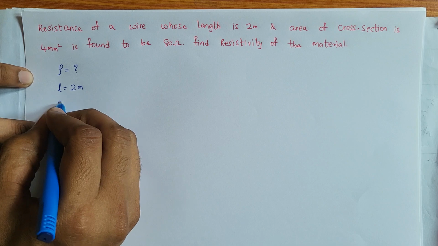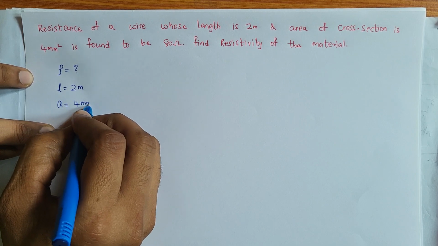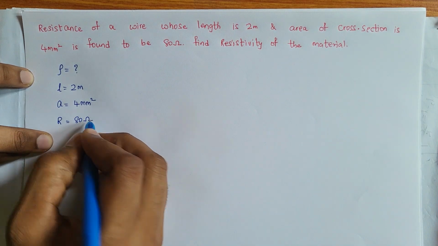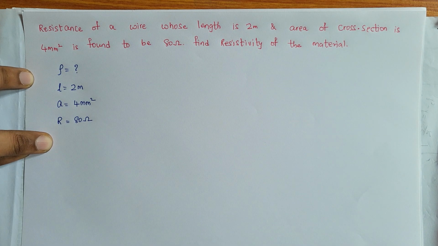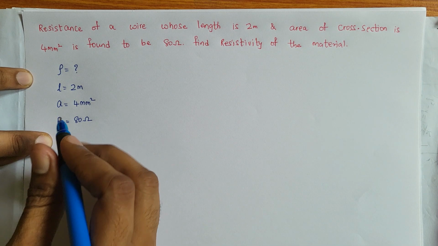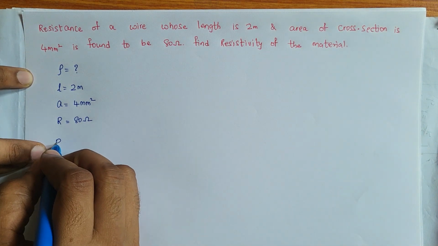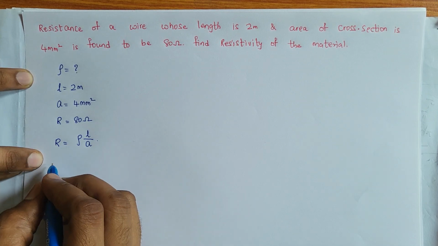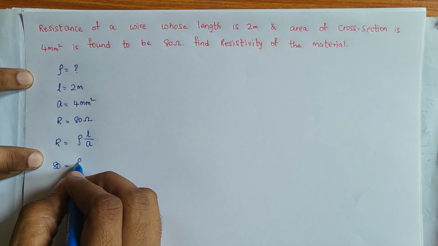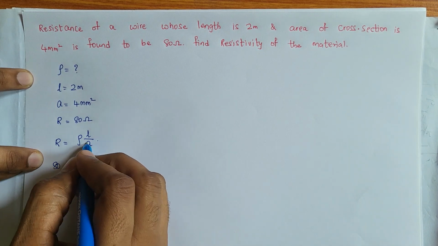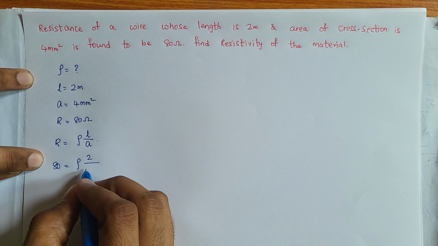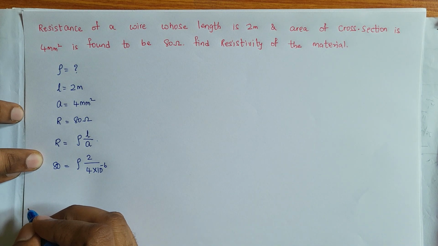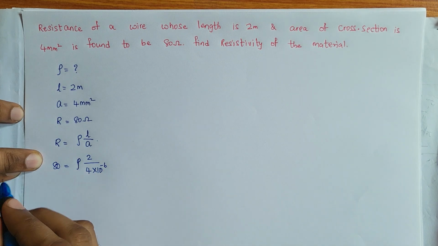And area of cross section A is equal to 4 millimeter square, and resistance R is equal to 80 ohm. We have to find out rho. This is direct substitution only. We can directly solve it as R is equal to rho L divided by A. Correct? R value is 80 is equal to rho, L is 2 meters, divided by area, which is 4 millimeter square. 4 millimeter square means 4 into 10 to the power of minus 6. Correct? So resistivity value we have to find out.